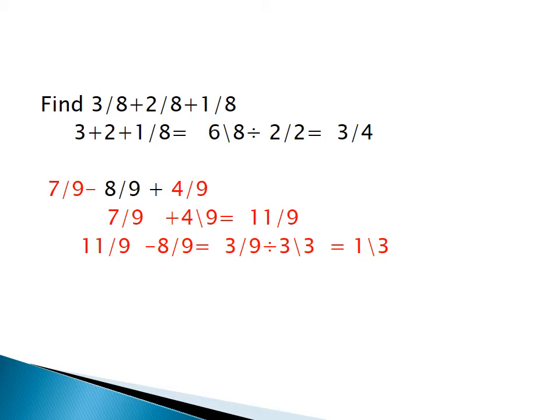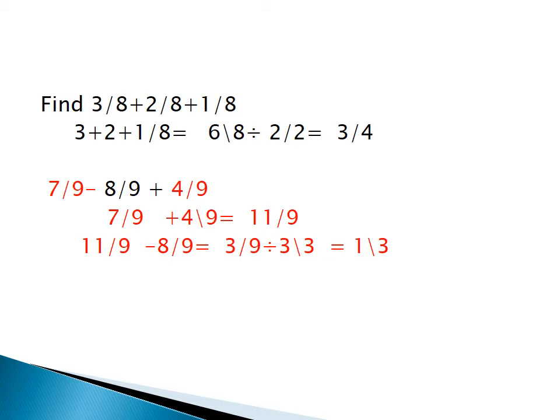In this we are having plus and minus signs together. The fraction is 7 by 9 minus 8 by 9 plus 4 by 9. If no sign is given with the number, that means that number has a plus sign. If plus and minus both signs are given in one question, then we always have to follow the BODMAS rule. BODMAS rule means first add, then subtract the numbers.